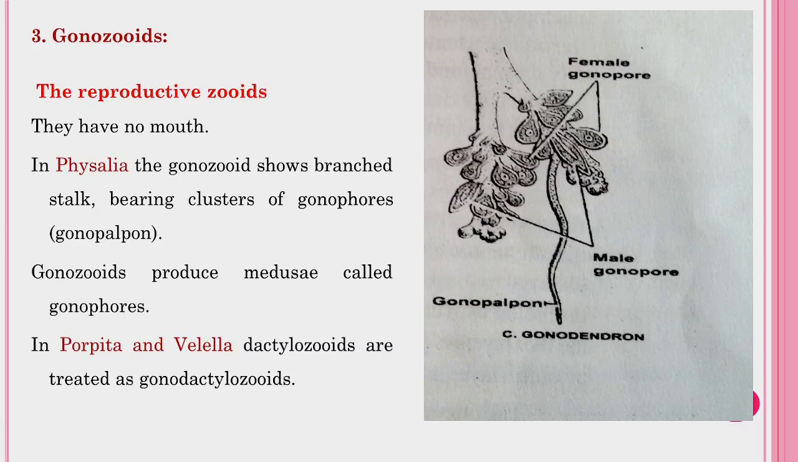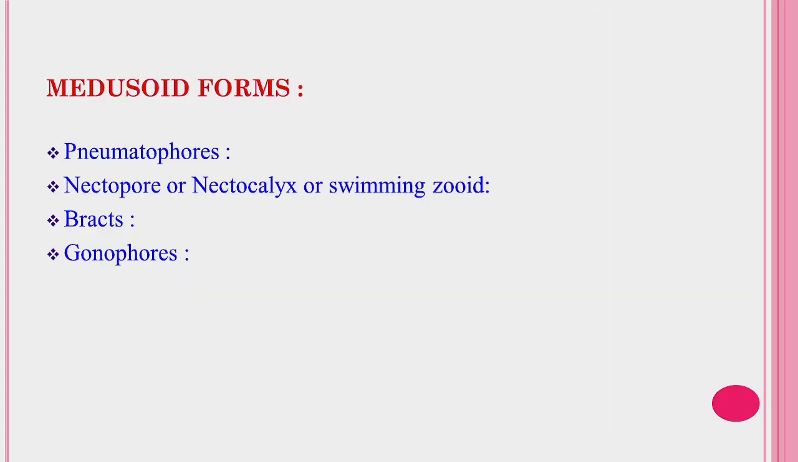And the third one is gonozoids. As discussed previously, these zoids are called reproductive zoids. They don't have any mouth. In Physalia, the gonozoids show a branched stalk bearing clusters of gonopores. These are also called gonopalpons. The gonozoids produce medusae called gonophores. In Porpita and Velella, dactylozoids are treated as gonodactylozoids.